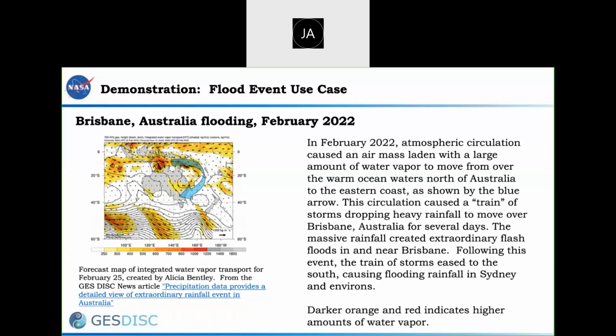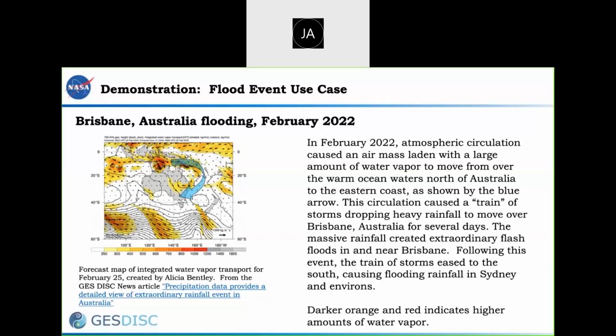Okay, and this map was created to forecast what was about to happen on February 25th. We have an article about this where we looked at the precipitation that occurred, and we're going to look at it in a more detailed way with the data that's available from the GES DISC. Just to talk a little more about what happened as this atmospheric water vapor moved in, it caused a series of storms that basically formed what meteorologists call a train, storm after storm after storm for several days.